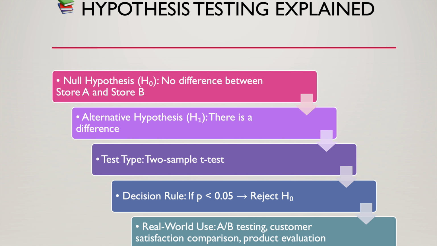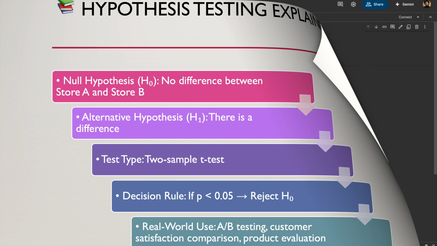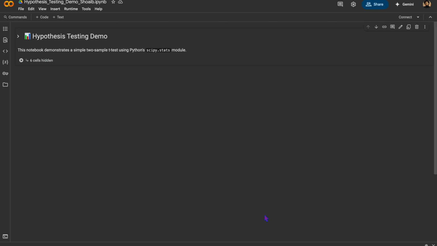If the p-value from this test is below our significance level, usually 0.05, we reject the null hypothesis. This test is commonly used in A/B testing, marketing comparisons, and product evaluations. So now let's move into the practical demonstration of hypothesis testing using Python.